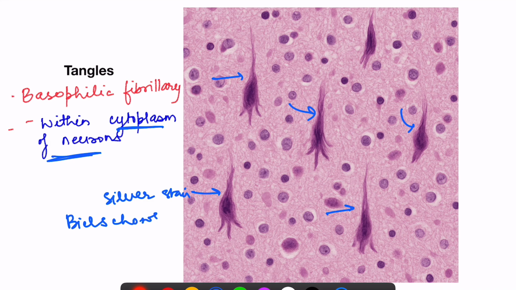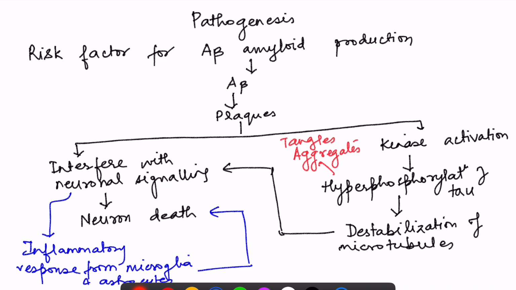Bielschowsky stain. Okay. So what are the pathological features we saw? We saw the accumulation of the amyloid plaques, accumulation of these tangles, accumulation of amyloid in the blood vessel walls, that is known as amyloid angiopathy. So how this accumulation ultimately leads to neuron death, we have already discussed.